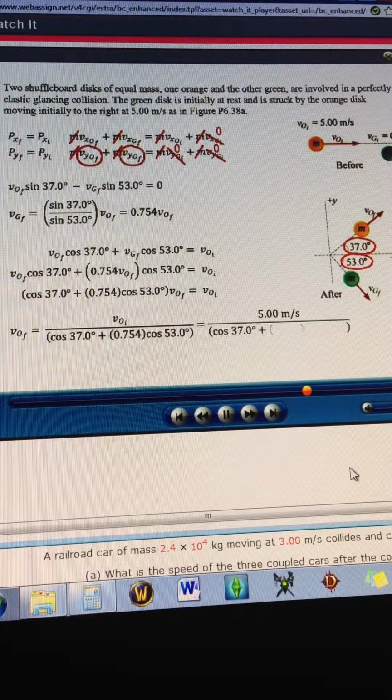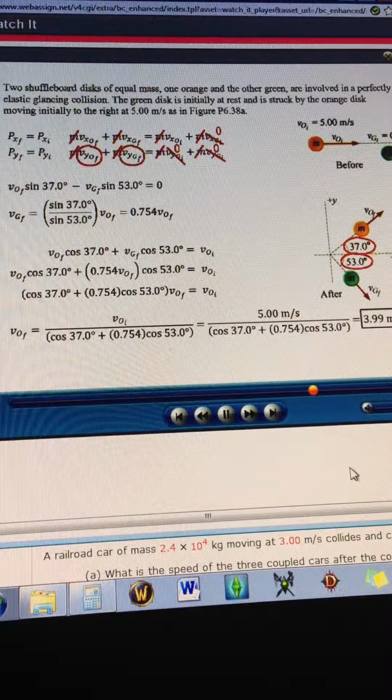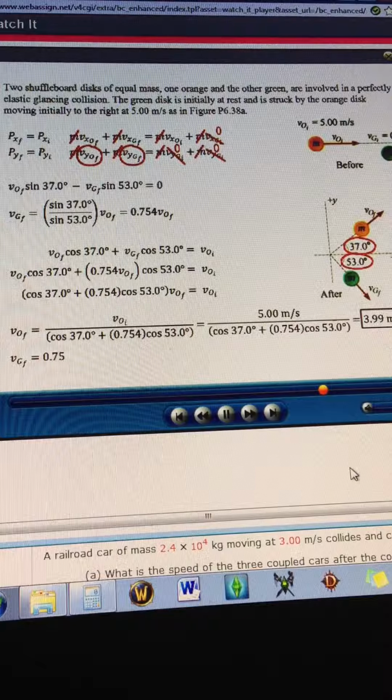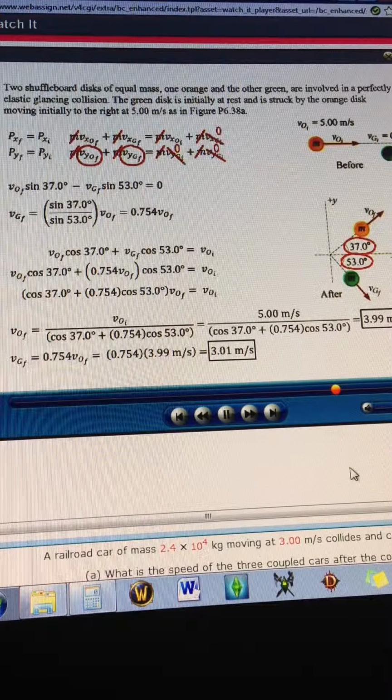Substituting 5.00 meters per second for v orange initial gives us 3.99 meters per second for the final velocity of the orange disk. The final velocity of the green disk is 0.754 times v orange final, or 3.01 meters per second.